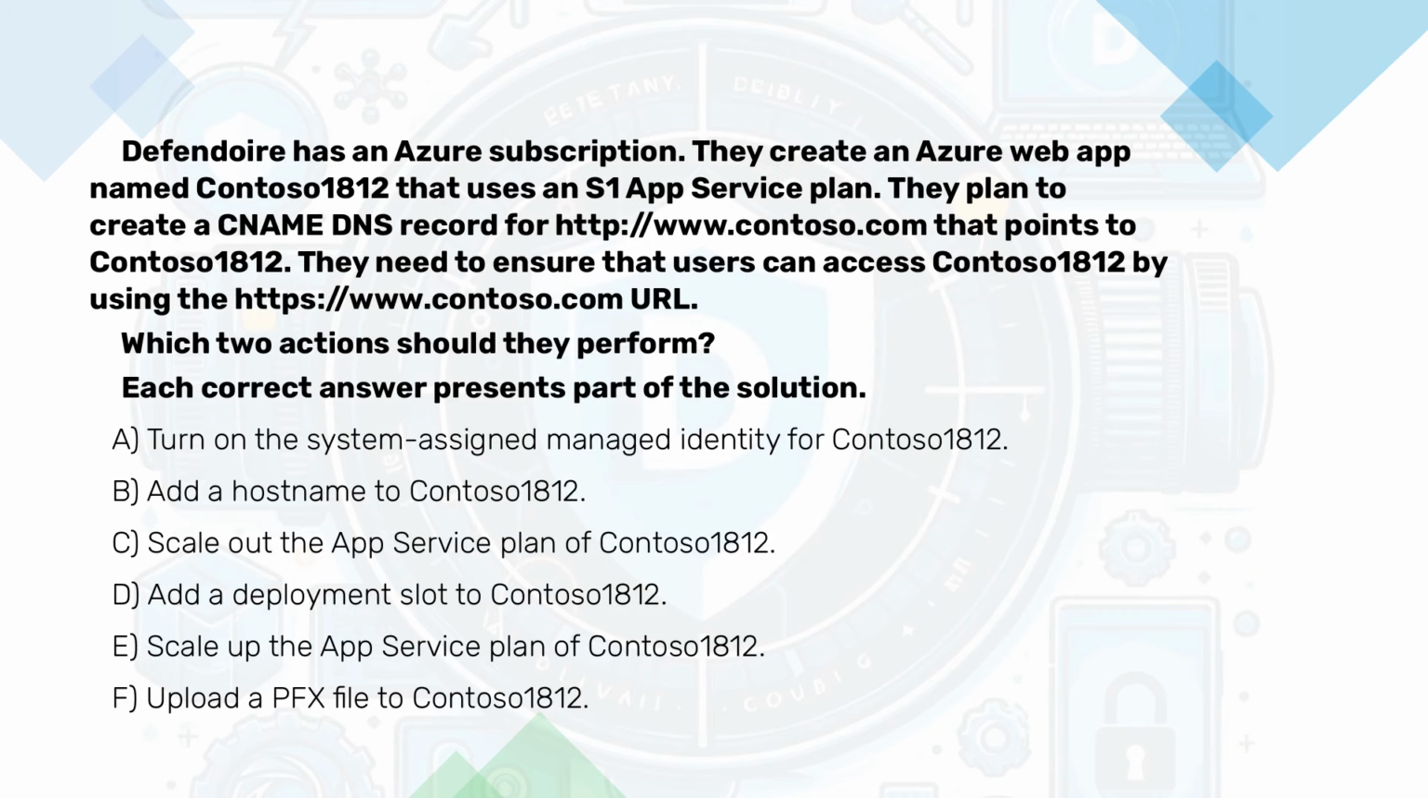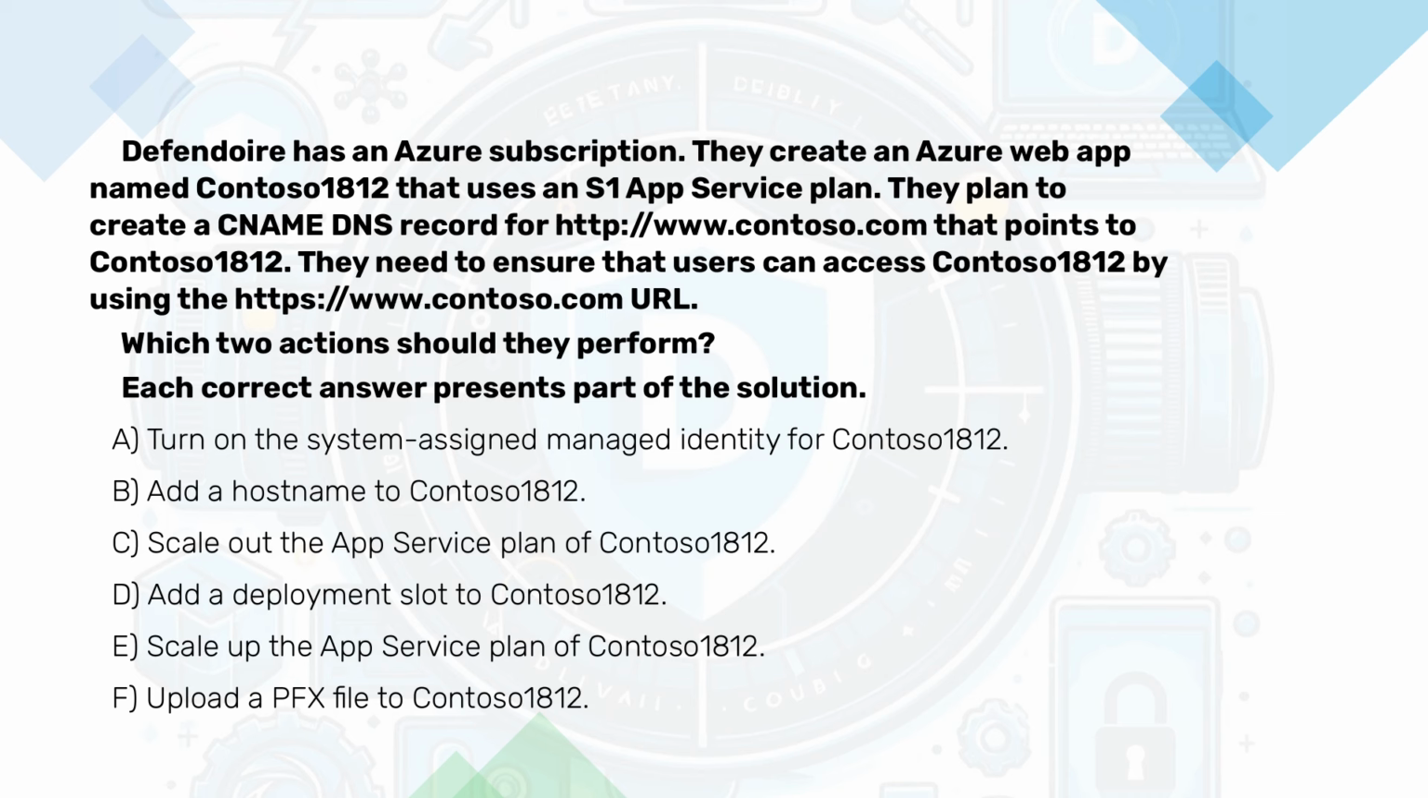We have an Azure subscription. We create an Azure web app named Contoso 1812 that uses an S1 app service plan. We plan to create a CNAME record for the URL that points to it. We need to ensure that users can access it by using the URL. Which two actions should they perform?